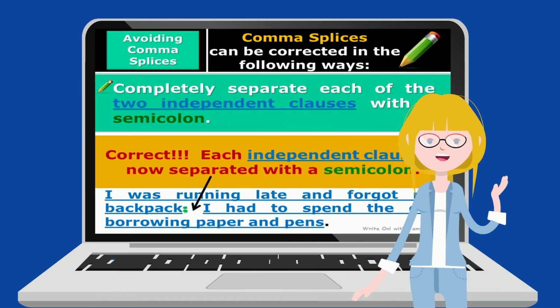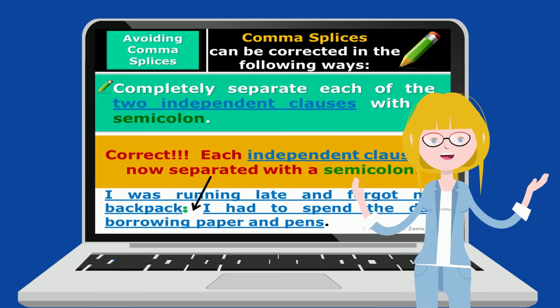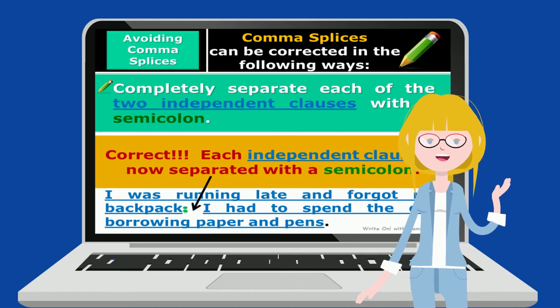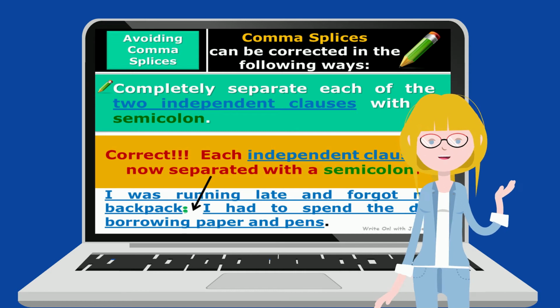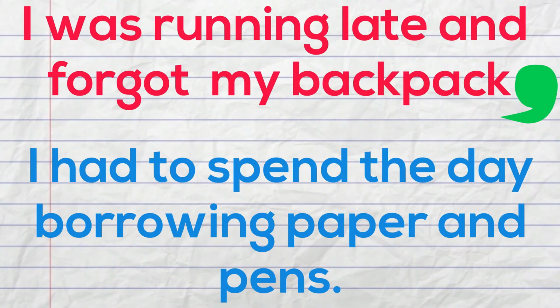The next method to correct a comma splice is by completely separating each of the two independent clauses with a semicolon. Here we have the same comma splice. I was running late and forgot my backpack, I had to spend the day borrowing paper and pens.